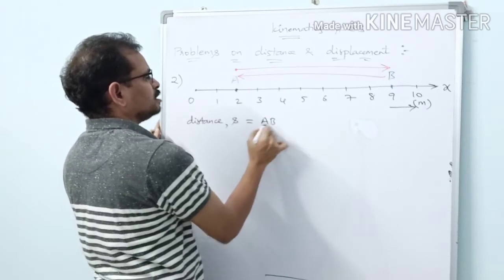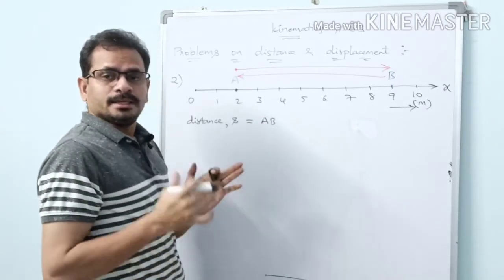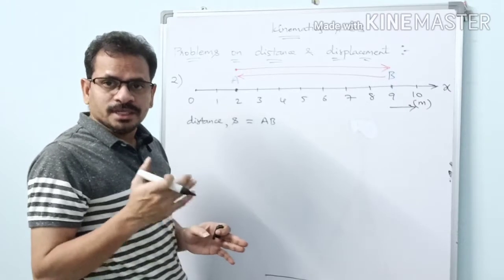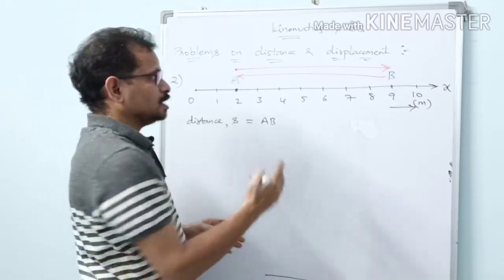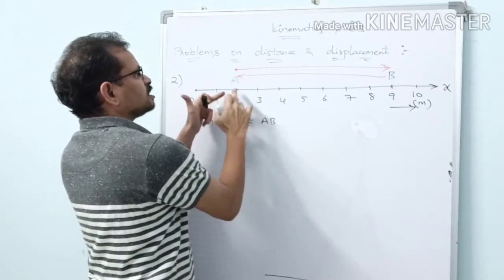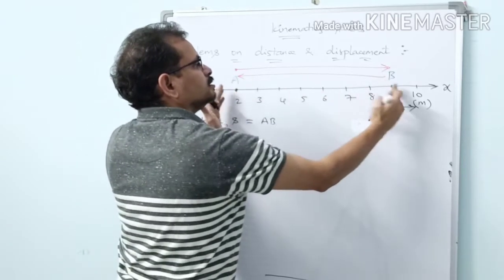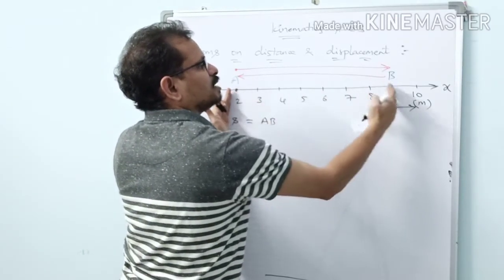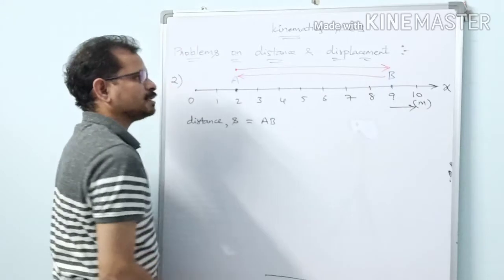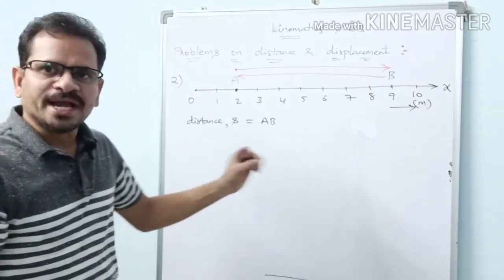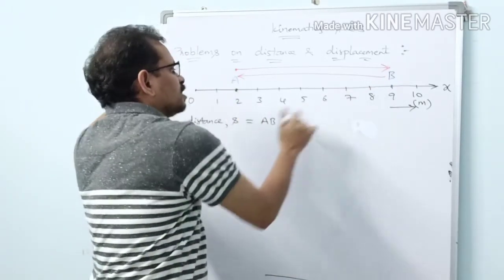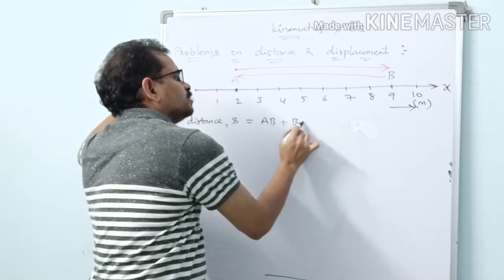A to B. So what is the definition of distance? It is the length of the actual path on which the body has traversed. So on which path did the body traverse from this point A to B? This is one path, and again from B to A in the return journey. So the length of the actual path: from A to B one length, plus another one from B to A.